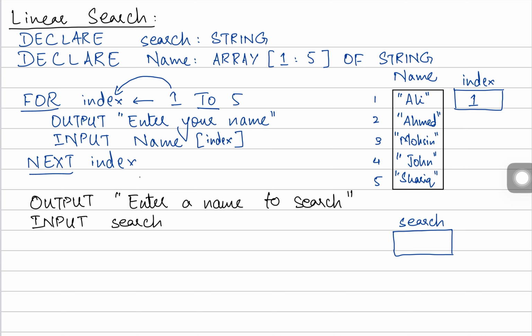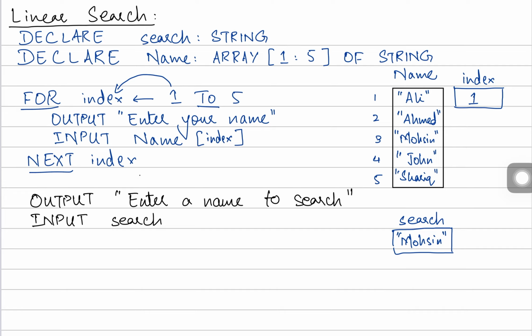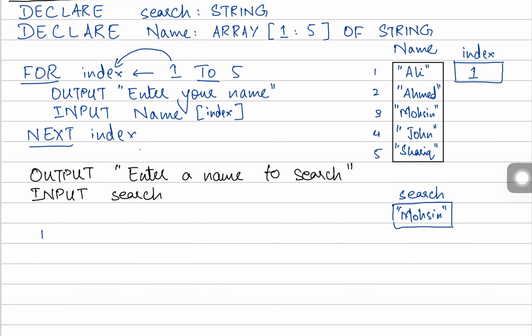Now, in today's class, we are learning linear search, meaning that we are going to take one input from a user, stored in the variable search. Let's say the user entered Mohsen. Now I'm going to look for Mohsen in the array. And don't forget, you don't know the values that are present in the array. Since I have 5 names over here, I'm going to run the loop for index 1 to 5.